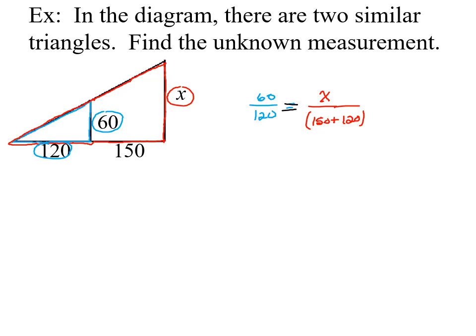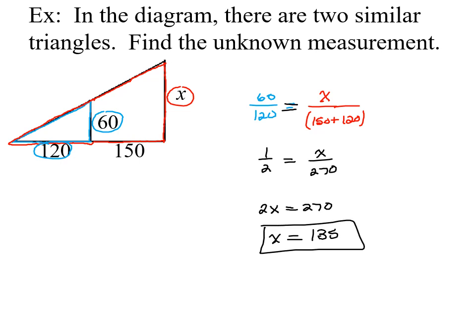So 60 divided by 120, if you want to simplify that, you could. That's just a half. And so the 150 plus the 120 is 270. So if you cross multiply, you get 2x equals 270. So x is 135. Just half of 270. And that's your answer.